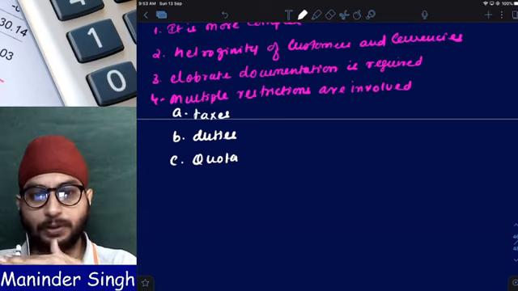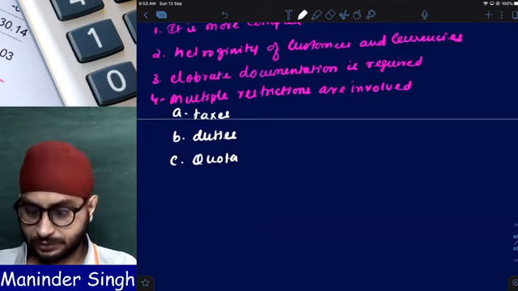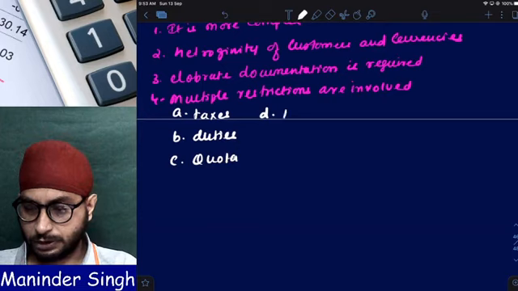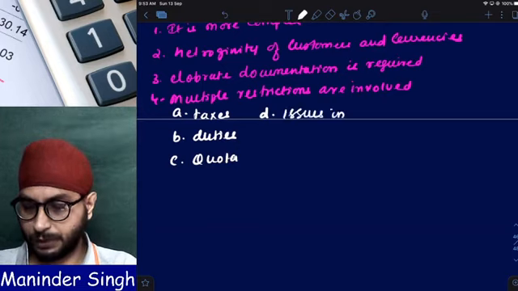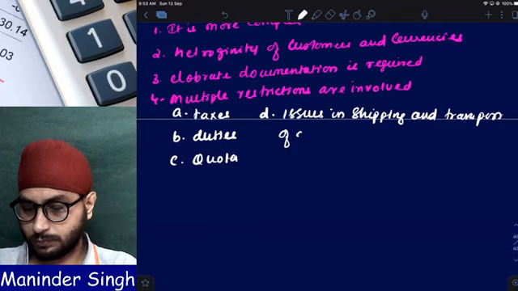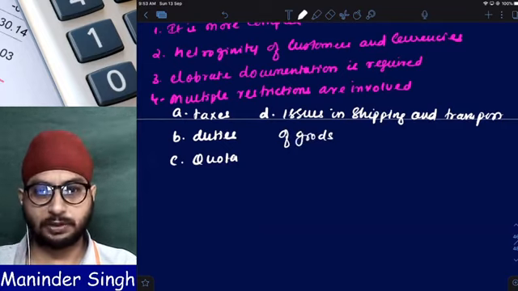Either they will allow me to import only to a certain quantity, or beyond that quantity, they will keep imposing tax. Higher the quantity, higher the tax. We have seen that, right? Next, it can be in the form of issues in shipping and transportation of goods. Now let us say, for example, you order something from Flipkart or Amazon.